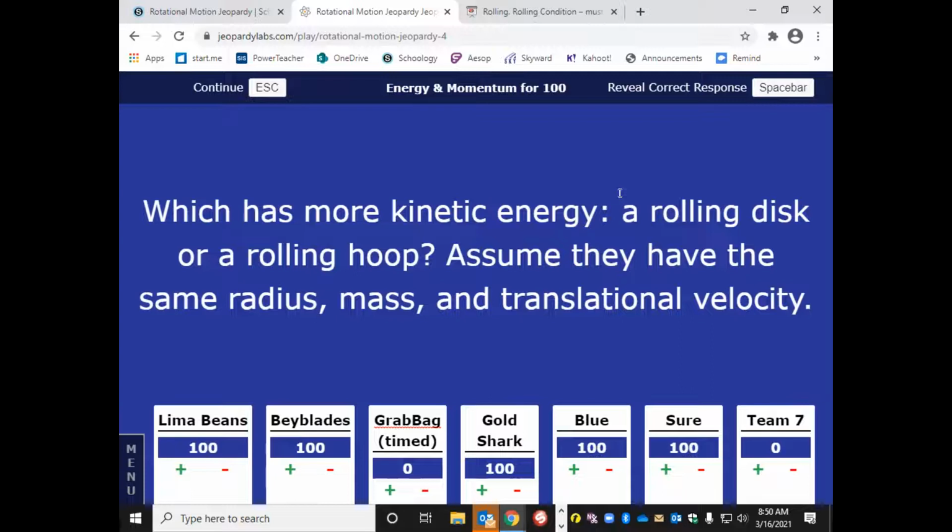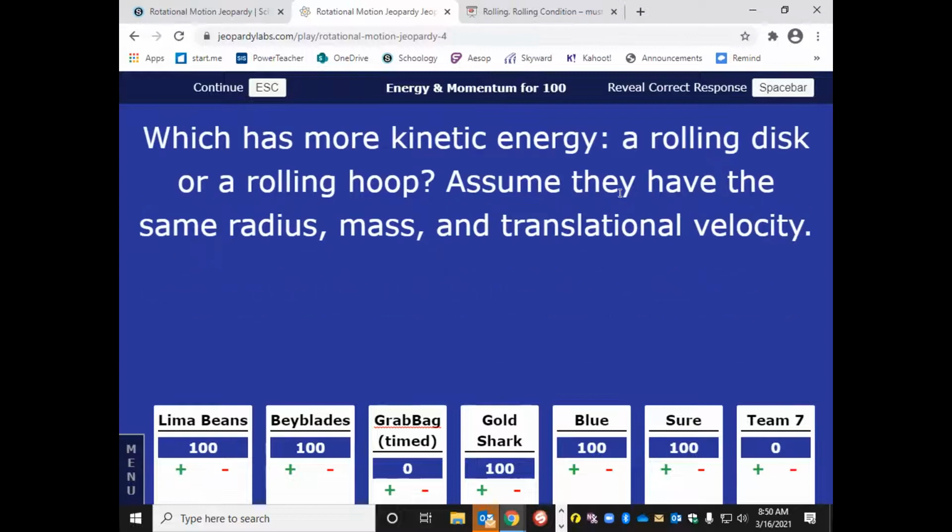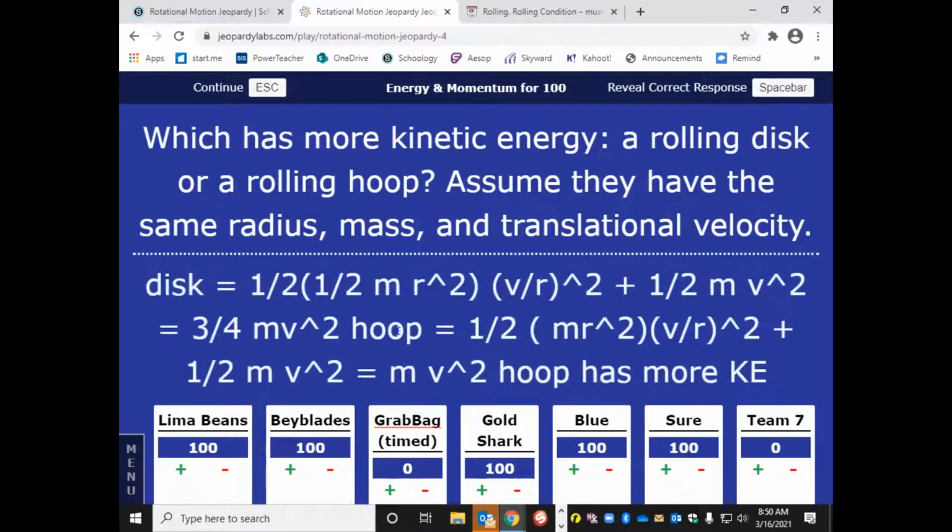All right. So again, if they have the same speed, the equation is one half I omega squared. They have the same speed, so they've got the same omega, but which one has the bigger I? The hoop. So the hoop has more kinetic energy. That's a lot of work to just say that MR squared is bigger than one half MR squared. All right, Lima Beans, Beyblade, Grab Bag, Gold Shark, and Sure.